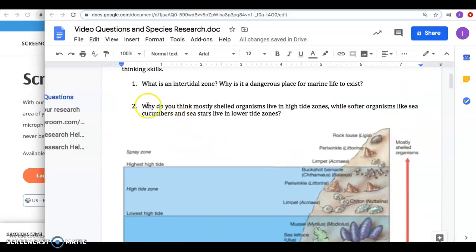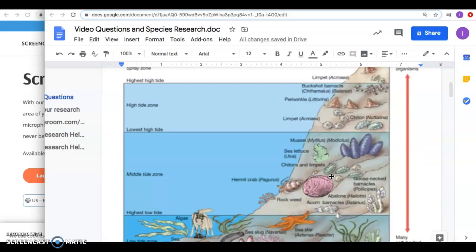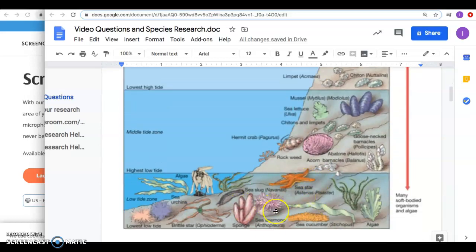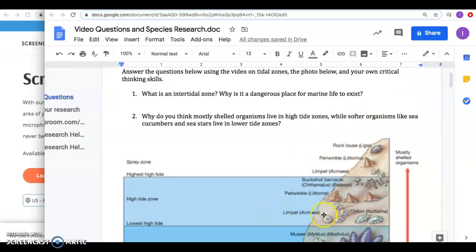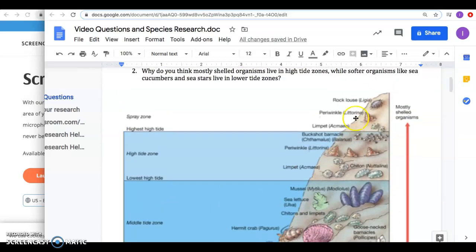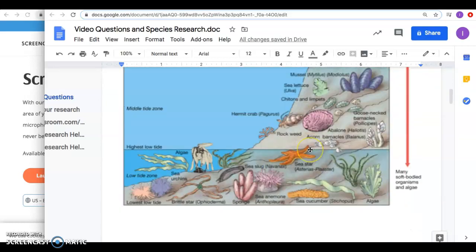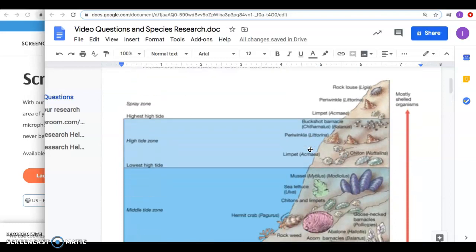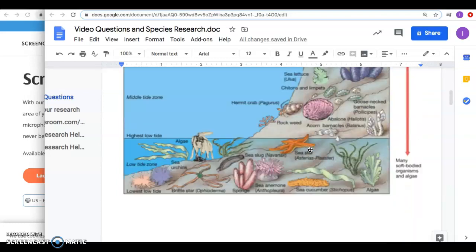And then the other question is, why do you think mostly shelled organisms live in high tide zones? Okay, so why are these up here? And why are these softer organisms living down here? Don't just go by what I'm telling you now, okay? Do some research or look at this picture and come up with your own sort of logical answer, okay? Try to do your best, use your critical thinking, all that jazz.